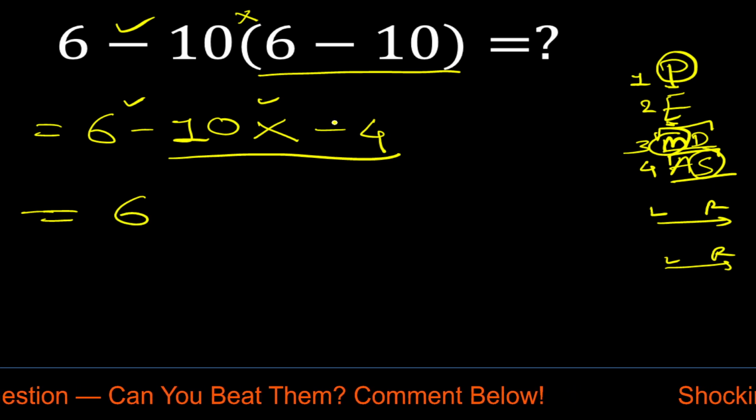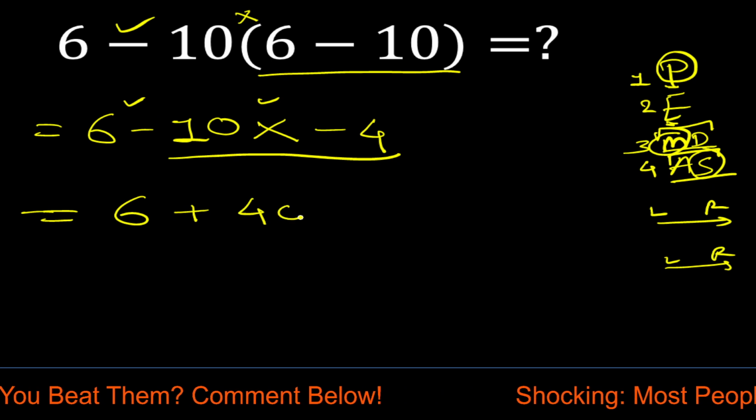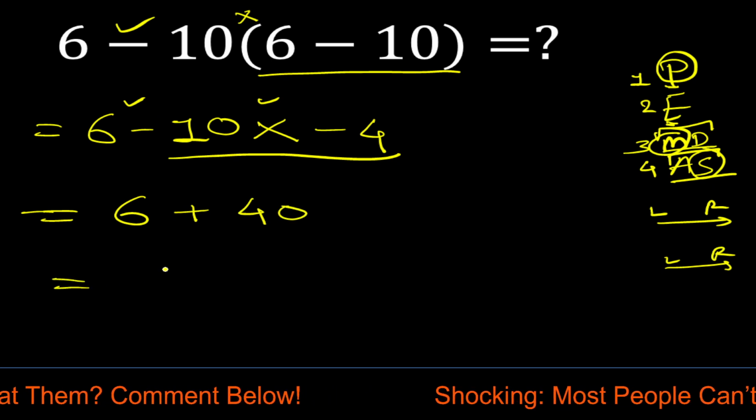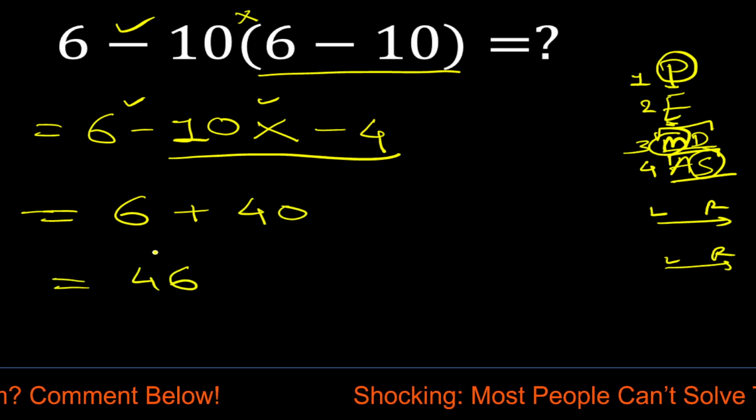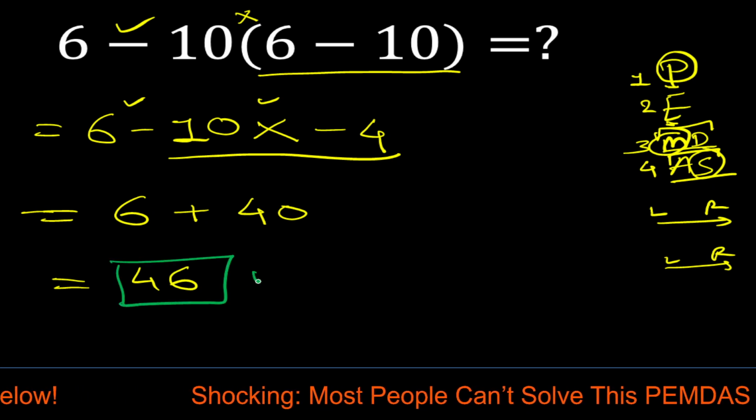6, now minus 10 times minus 4 is equal to plus 40. So 6 plus 40 is equal to 46, right? So the correct answer is 46.